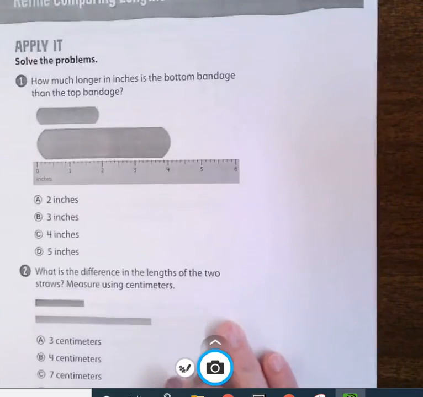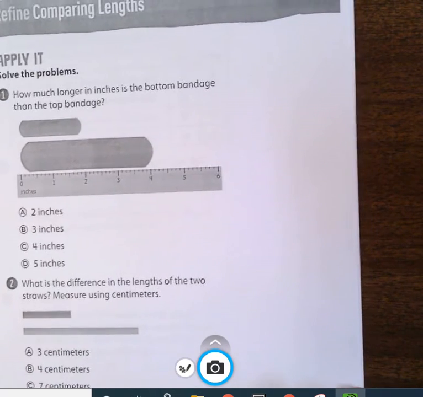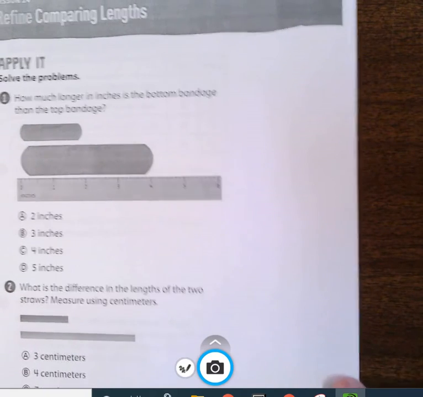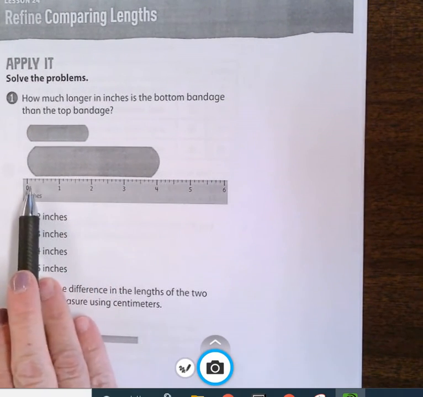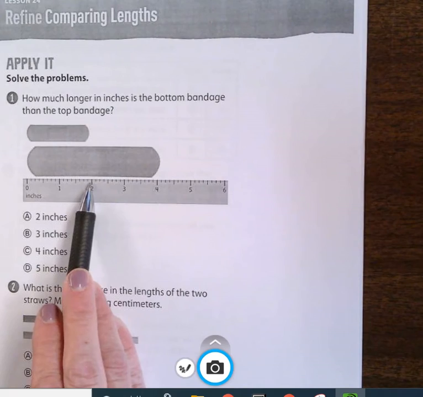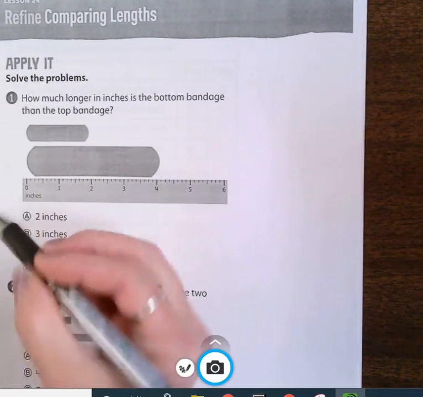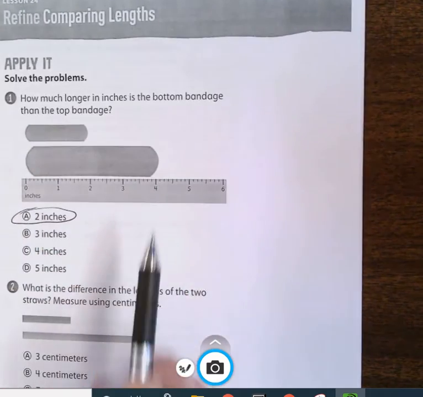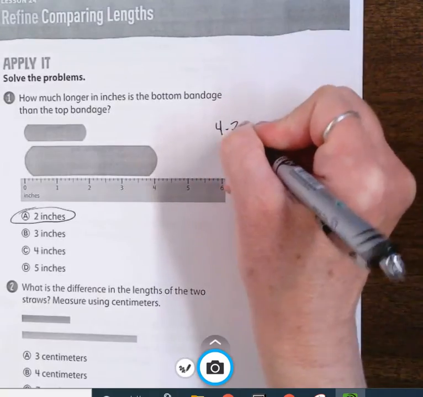Okay, session 5. Hopefully you did okay on the practice of session 4. If not, get some help from someone in your family. Okay, so session 5, it says how much longer in inches is the bottom bandage than the top bandage? Okay, so we're just going to look at the difference. And it's 1, 2, right? There's 2 inches. It's 2 inches longer.